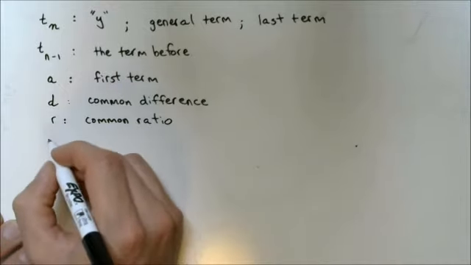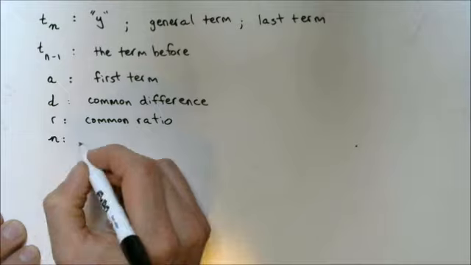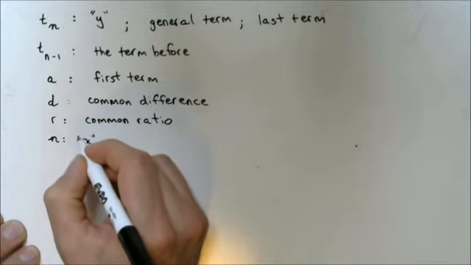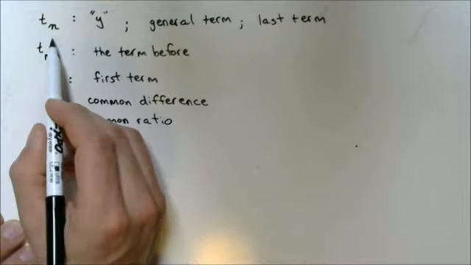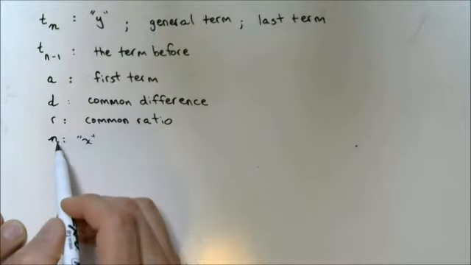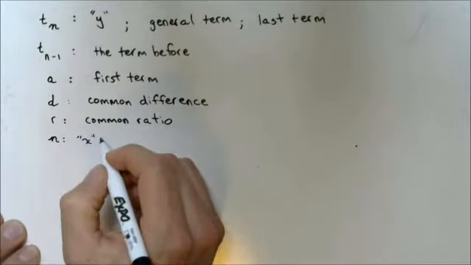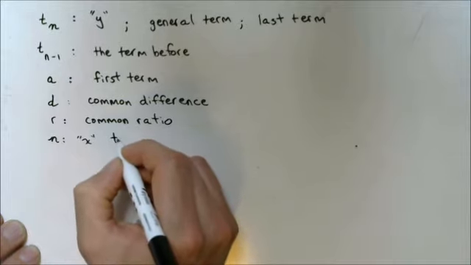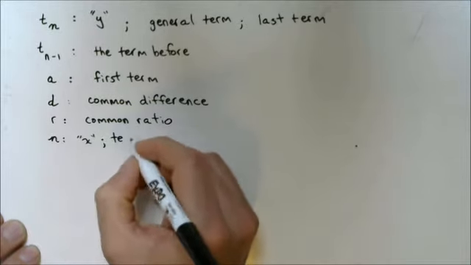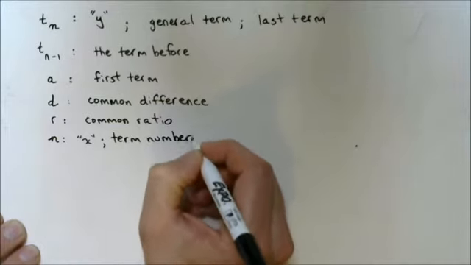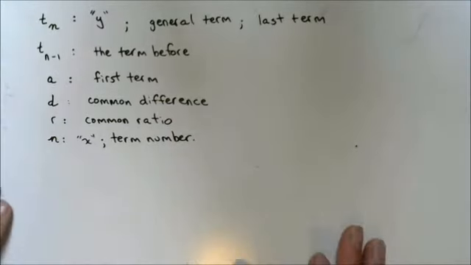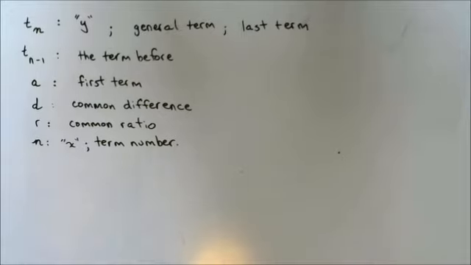And then we have the letter n. This is the x. It's the independent variable. So if t sub n is the y, then n is the x. That's the term number. Okay, so there's a handful of things that you should already be fairly familiar with. You're going to need them going forward.